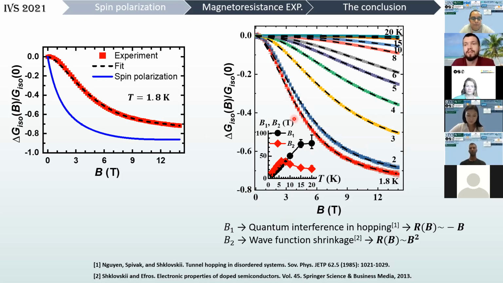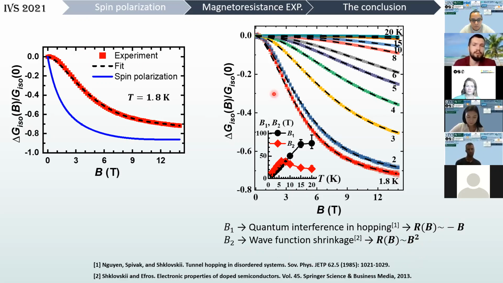However, we couldn't explain the experimental results with the spin polarization mechanism only. We had to add two additional magnetoresistance mechanisms that take place in hopping conduction. The first one is quantum interference in hopping, which yields a negative and linear magnetoresistance response, and the second one is the wave function shrinkage that yields quadratic behavior.